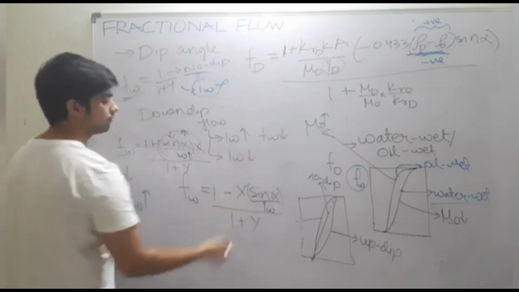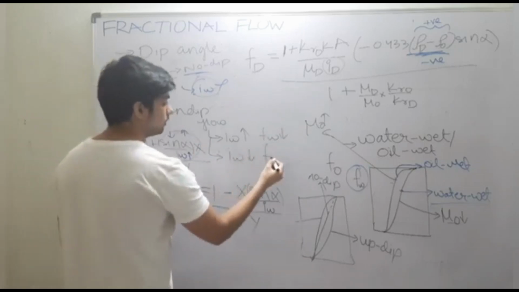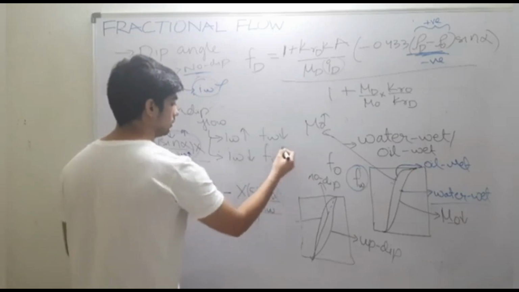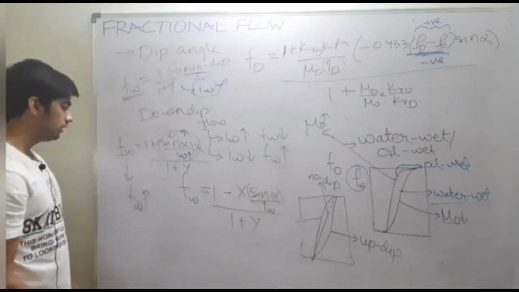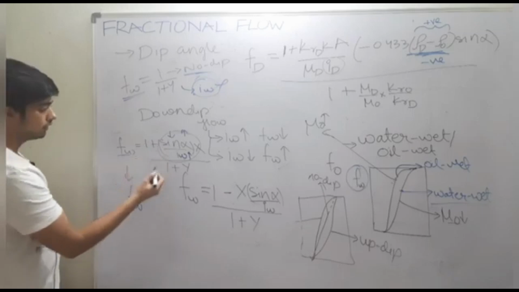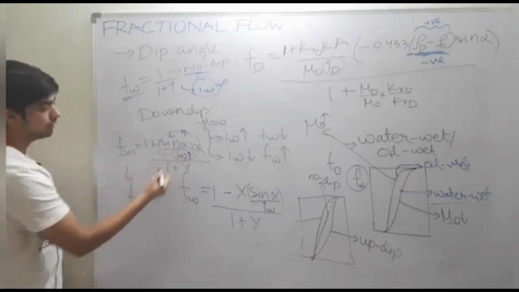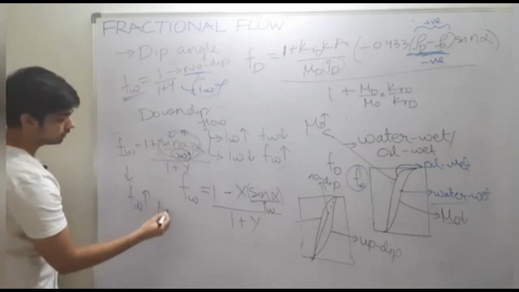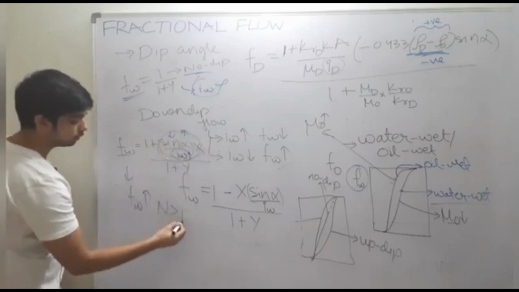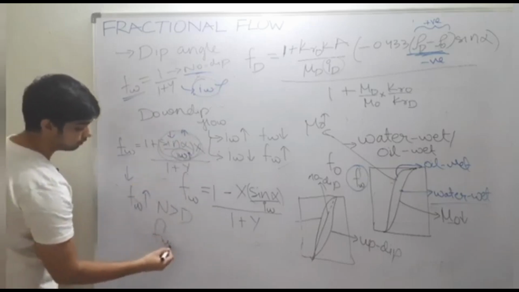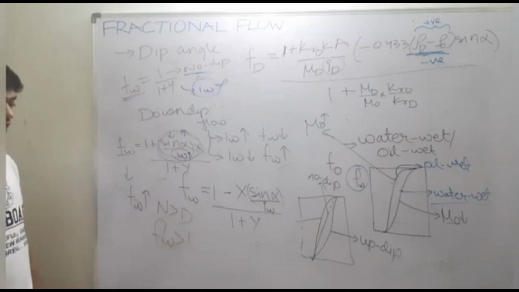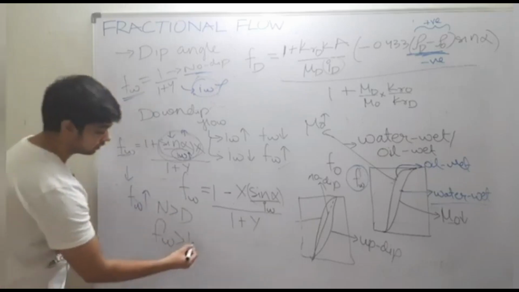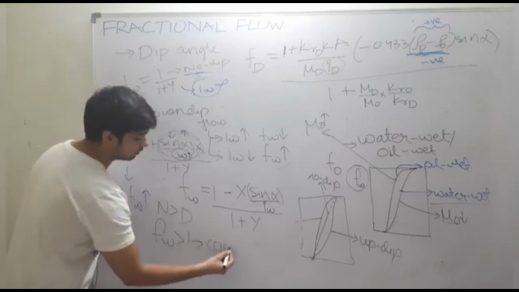If Iw is kept less, then Fw will be high. And what can actually happen is that if Iw is very less, then this term will become so large that the numerator will become greater than the denominator, and ultimately your Fw will be greater than 1. So this condition is called counterflow.